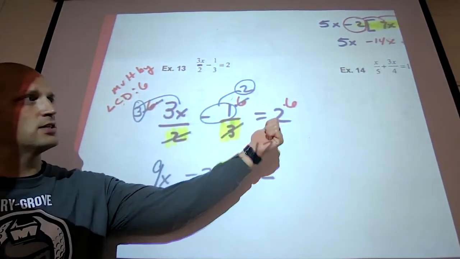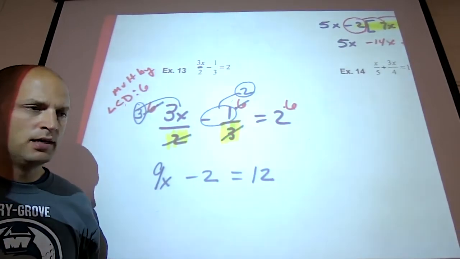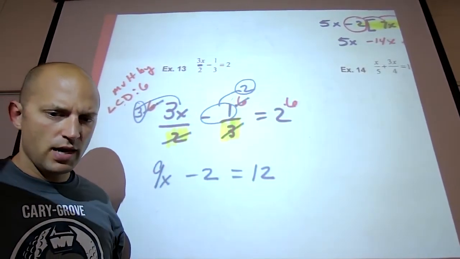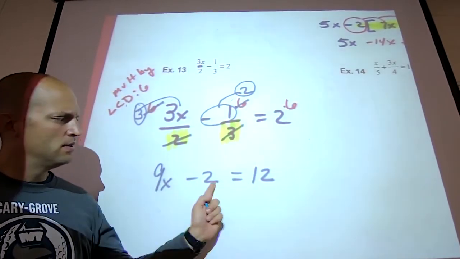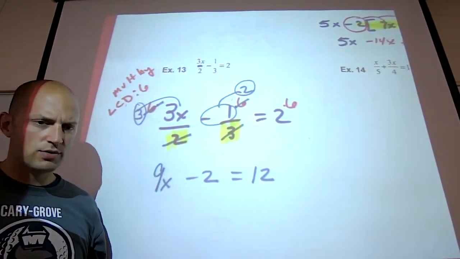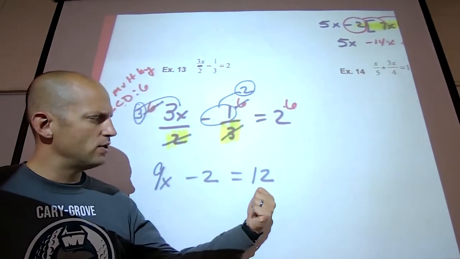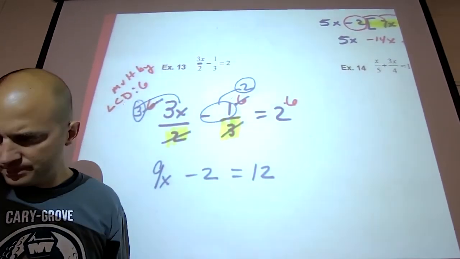So we took something that looks super duper scary. We multiplied all of it by the LCD. Okay? And then it gives me a nice, pretty equation. All right, Jake, I got 9x minus 2 equals 12. What do I do from here, bud?